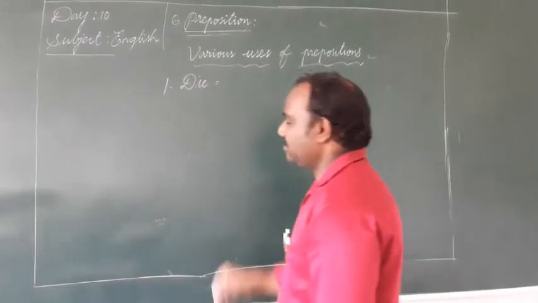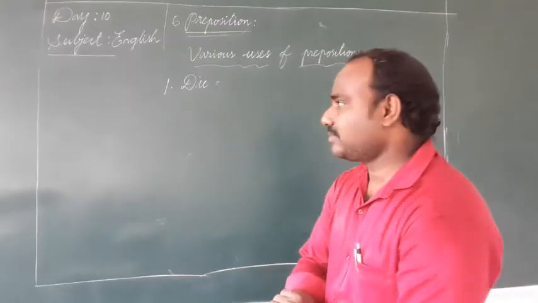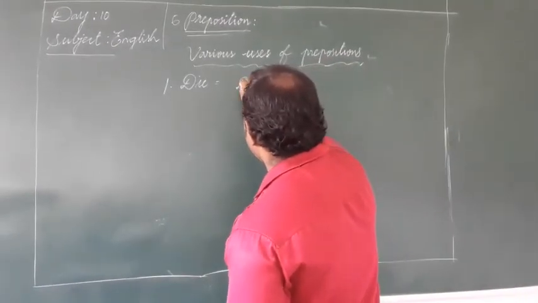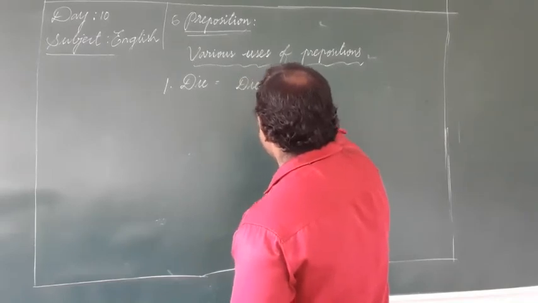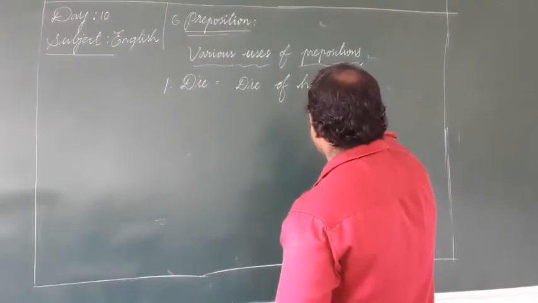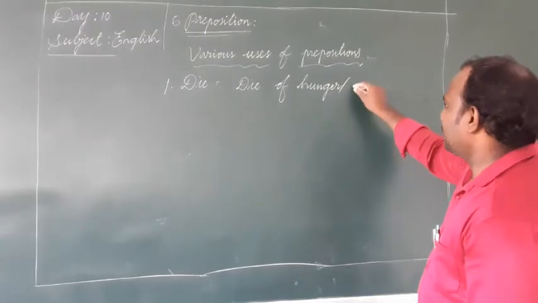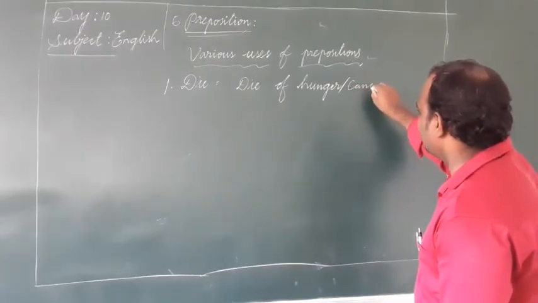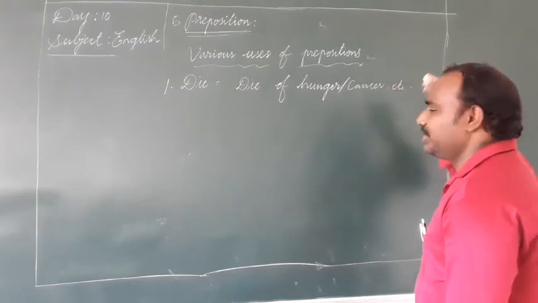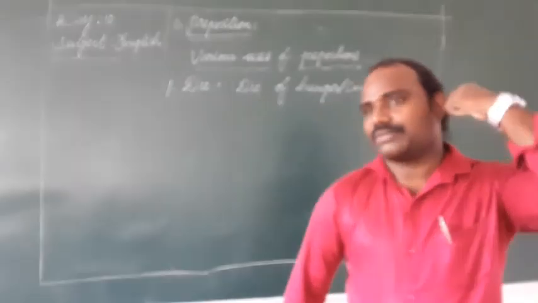die. Die means, of course, to pass away. We can use die of hunger, die of cancer.